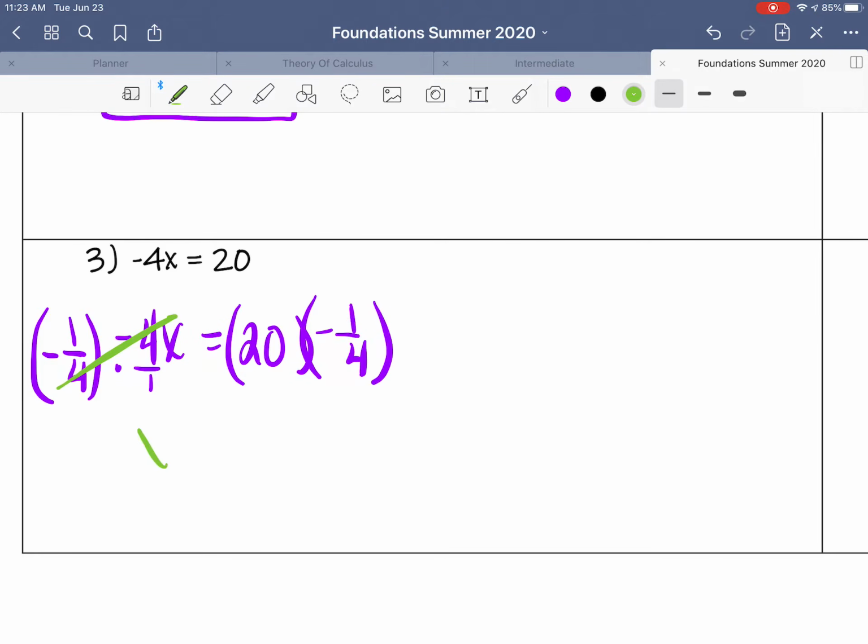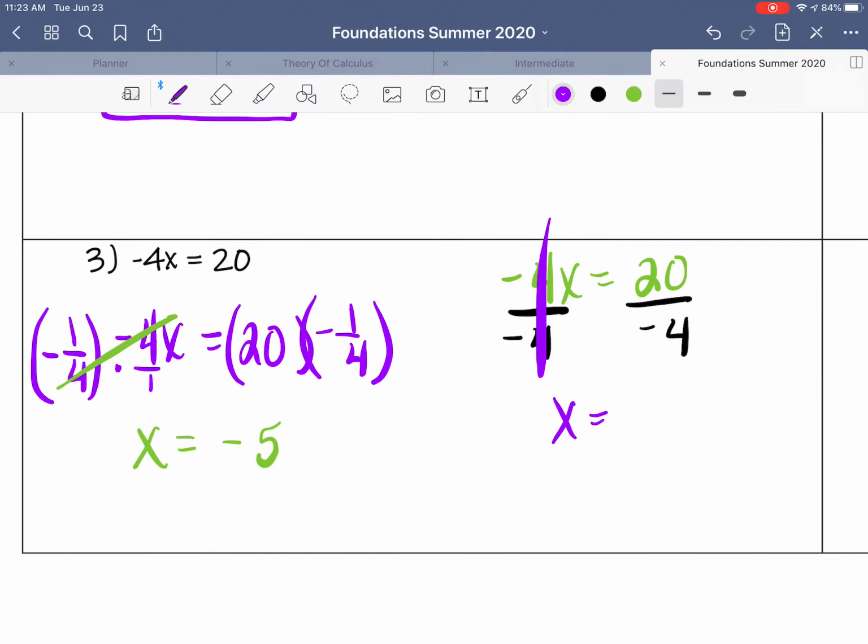But if you want to, instead of writing out the fraction, this is what I'm used to. I just divide both sides. -4 divided by -4 is 1, which is that multiplicative identity. 20 divided by -4 is -5. So that's where that came from. This is the technically correct way to do it.